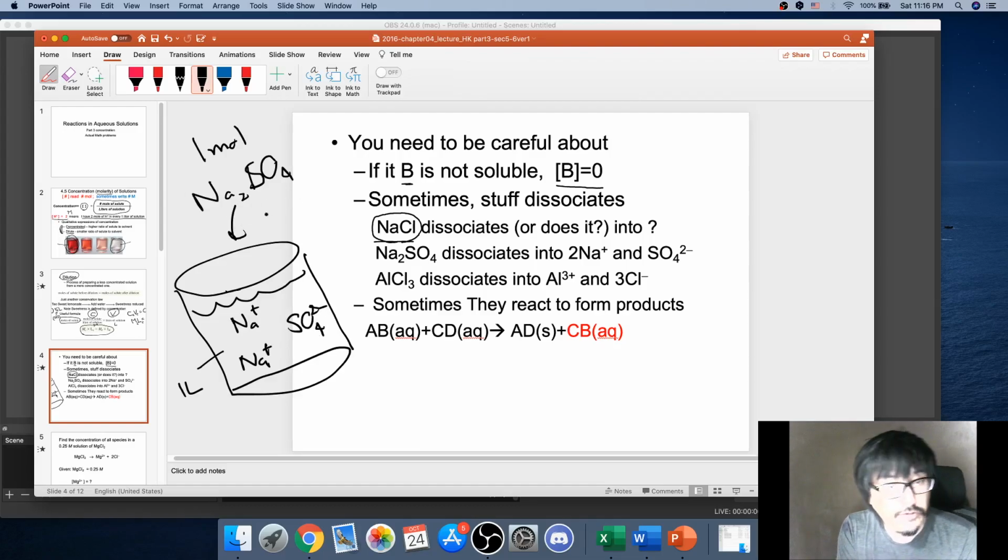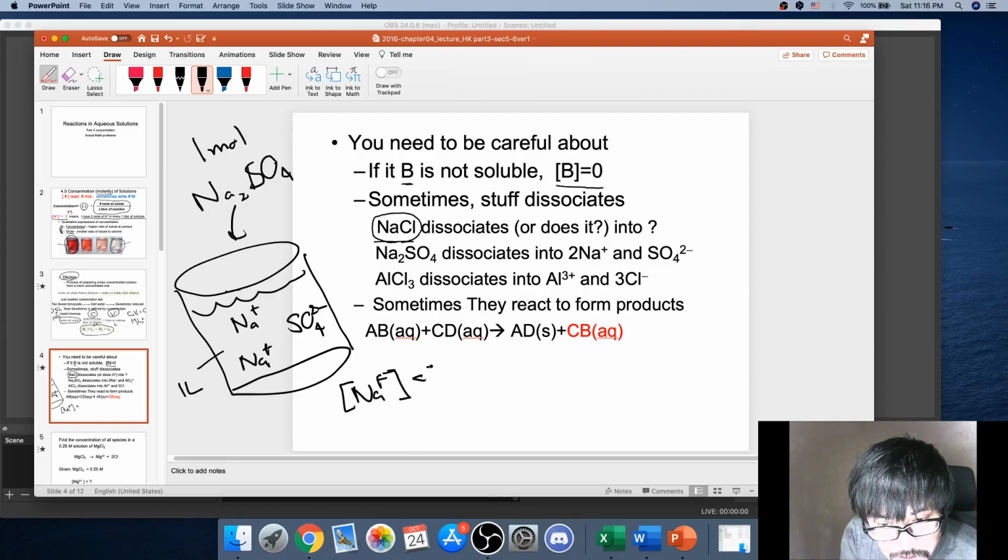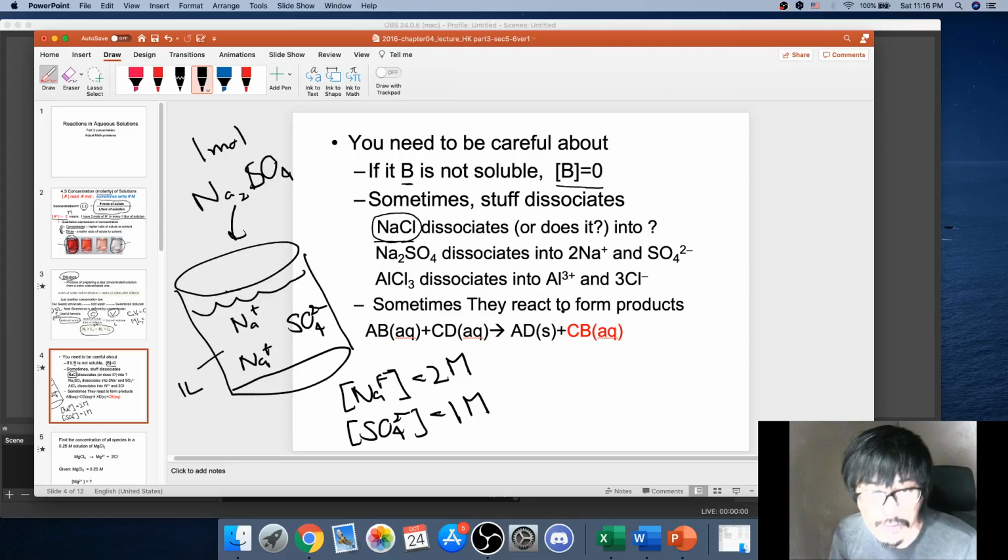So Na2SO4 is a soluble compound, so it's going to go into the water and then dissociate into 2 Na+ and 1 SO4 2-, right? So if I dump in 1 mole of this, I'm going to have 2 moles of Na+ and 1 mole of SO4 2-. So the concentration of Na+ is actually 2 molar, and the concentration of SO4 2- is actually 1 molar here. I hope you get that one.